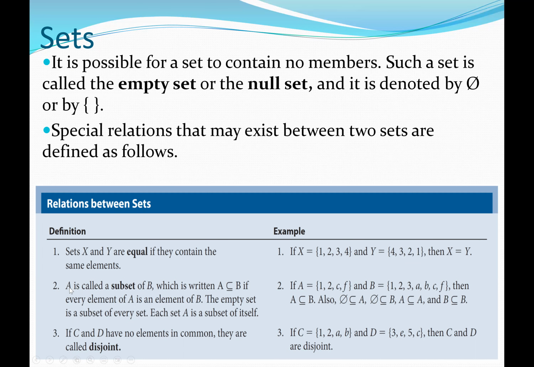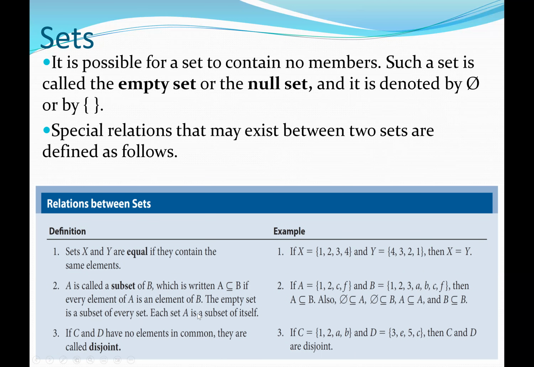Also, we say A is called a subset of B, which means all the elements in set A are also in set B. So if every element of A is an element of B, then we say that A is a subset of B. Now, the empty set is always a subset of every set.